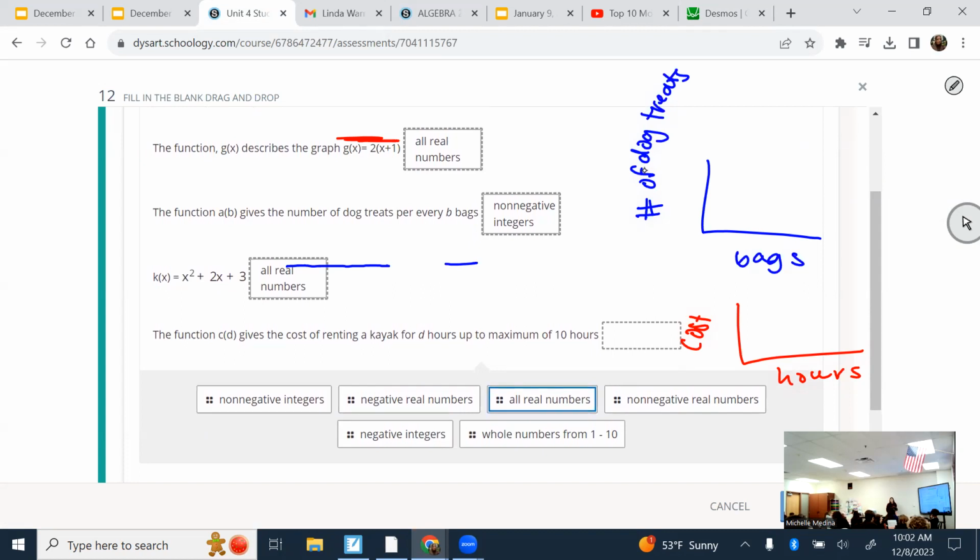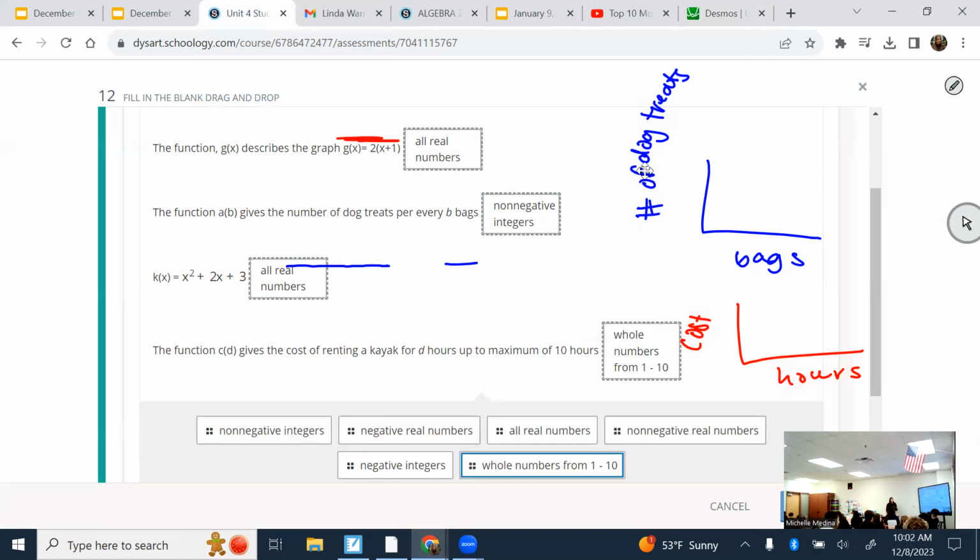From these options? Whole numbers from 1 to 10. Okay, so there you go. I know technically you can have a fraction of an hour, but on this graph they're only charging you in hour increments. So even if you're there for an hour and a half, they're charging you for 2 hours. So whole numbers from 1 to 10.